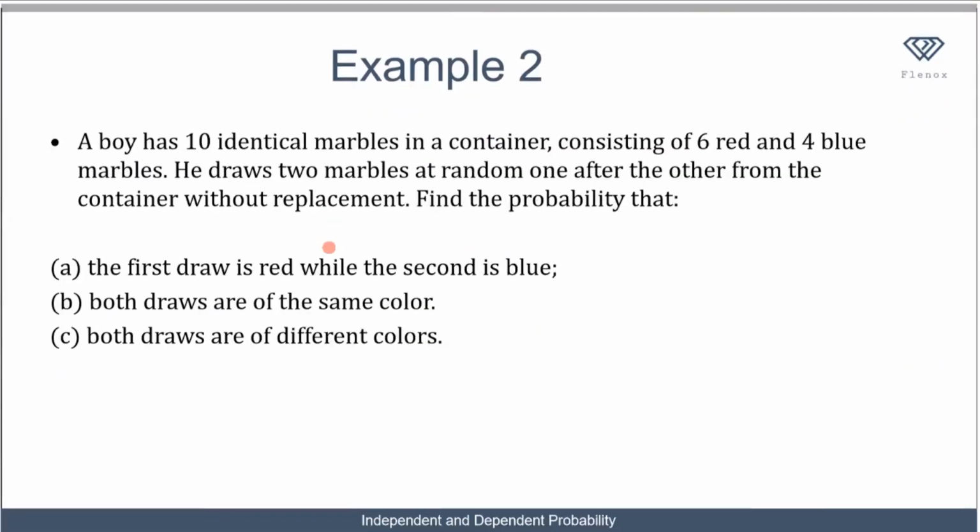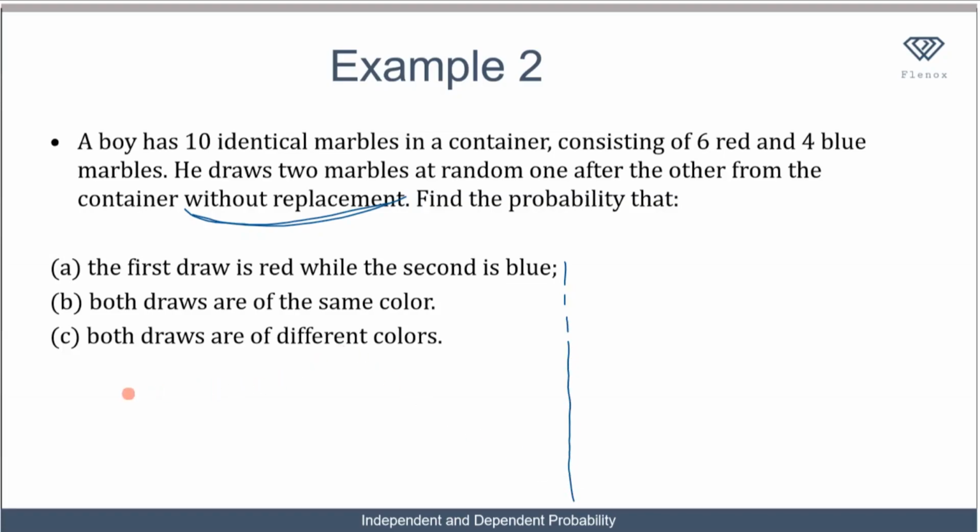Now let's take a look at this final example. So here, a boy has 10 identical marbles in a container consisting of 4 red and 4 blue marbles. So he has 10 identical marbles made up of just red and blue. 4 of them are red and 4 are just blue. So he draws 2 marbles at random, one after the other, from the container without replacement. So after it takes one, it does not replace it. So we are told to find the probability that the first is red while the second is blue.